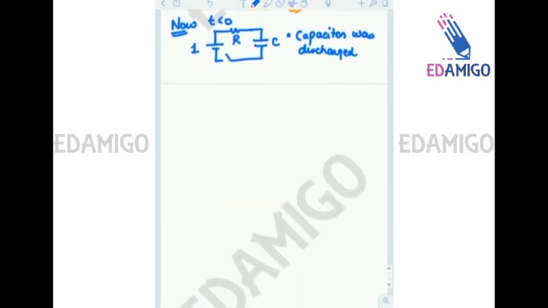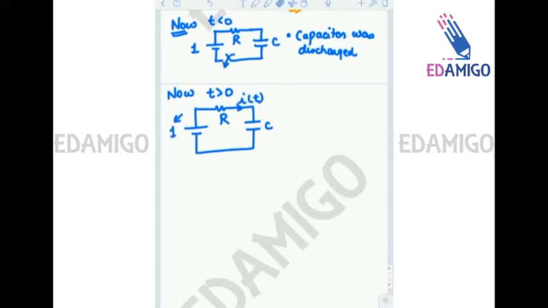So the initial voltage across the capacitance is 0 volts. Okay, there is no initial charge on the capacitance. Now for t greater than 0 the circuit is a 1 volt battery, resistance R and C, with i(t) being the current, and the 1 volt battery.